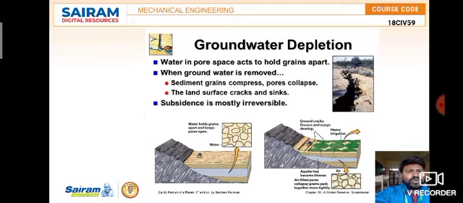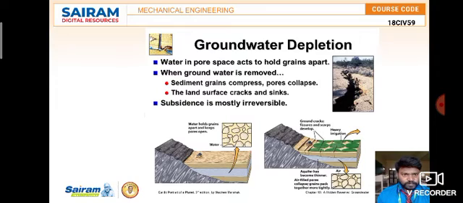Water in pore space acts to hold grains apart. When groundwater is removed, the sediment grains compress, pores collapse, and then the land surface cracks and sinks. Subsidence is mostly irreversible. So how does water hold grains apart? Water holds grains apart and keeps pores open. This is what you can see in the image.